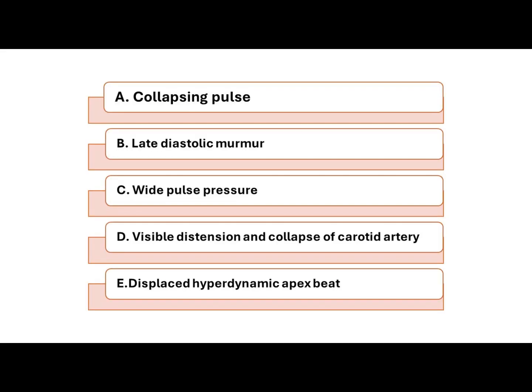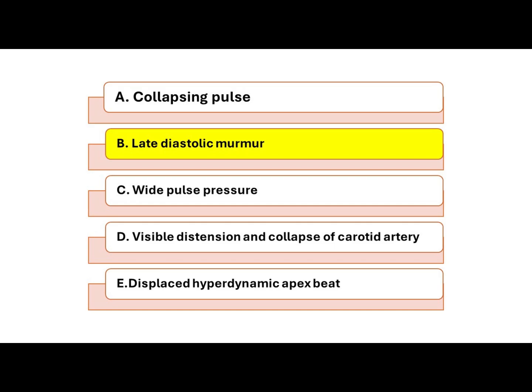Options are A. Collapsing pulse, B. Late diastolic murmur, C. Wide pulse pressure, D. Visible distension and collapse of carotid artery, E. Displaced hyperdynamic apex beat. Pause the video and answer. The answer is B. Late diastolic murmur.